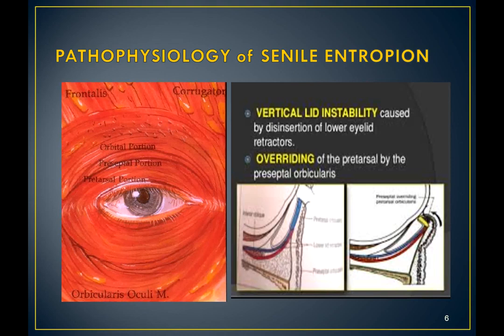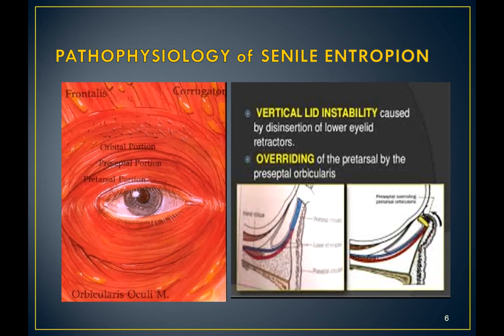What happens in senile entropion, that is entropion age-related one, that appears in people beyond 65 to 70 years of age? They come to you with history that as they get up in the morning, or if they squeeze the eye, once they open, the lower lid remains inverted and eyelashes keep rubbing on the conjunctiva and cornea, causing pain, irritation, watering, etc. What is the pathophysiology?